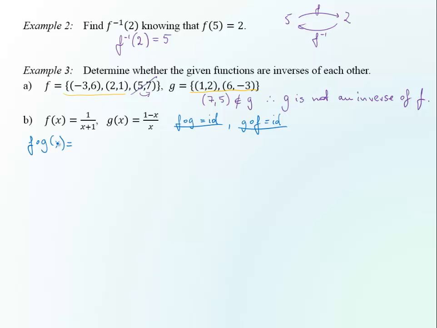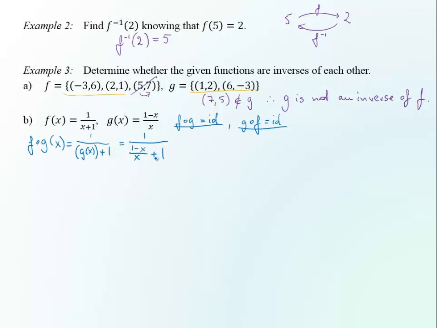We need to calculate this composition. So f applied on g. f follows the rule 1 over the input. The input will be g of x plus 1. So what we really have is 1 over 1 minus x over x, plus 1.